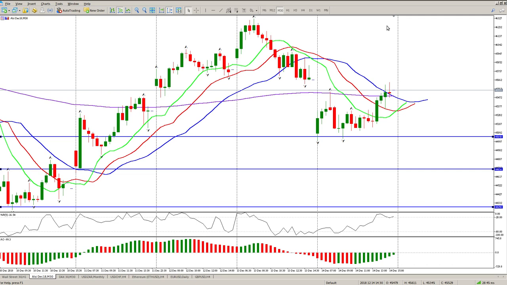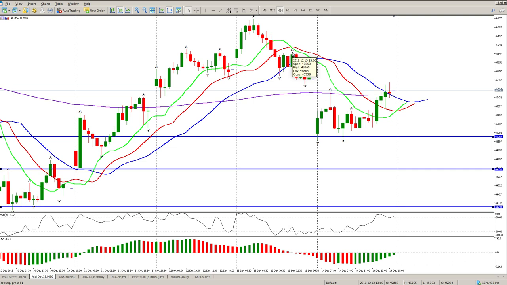And the other thing to bear in mind is don't expect this move to play out. It's looking highly probable that it can play out, but your challenge at the moment is this is your previous fractal level here. So that is 45,940. So that's where your stop loss should be.